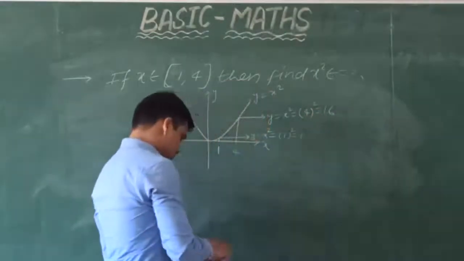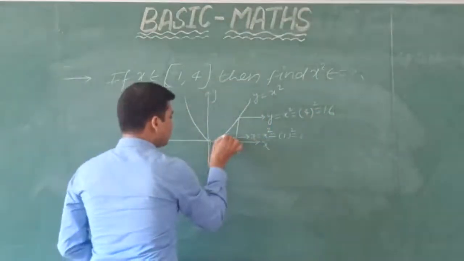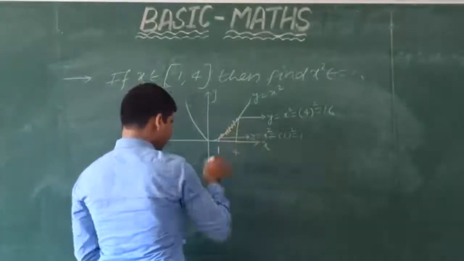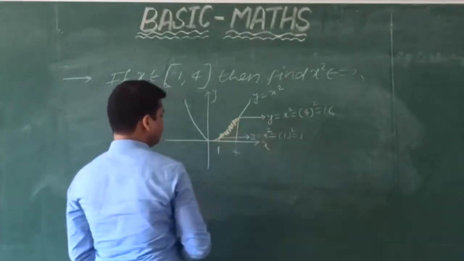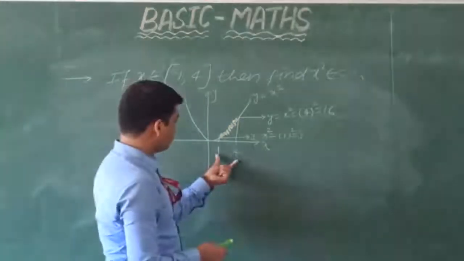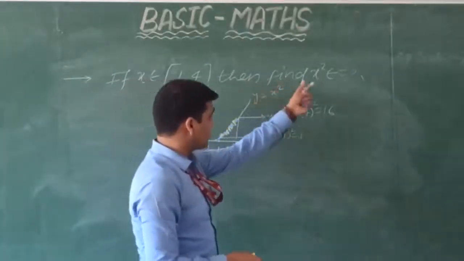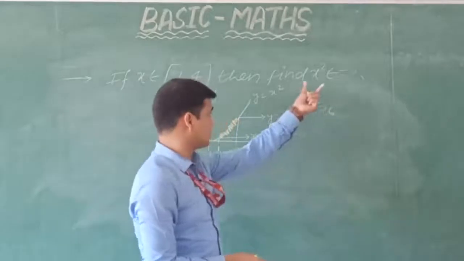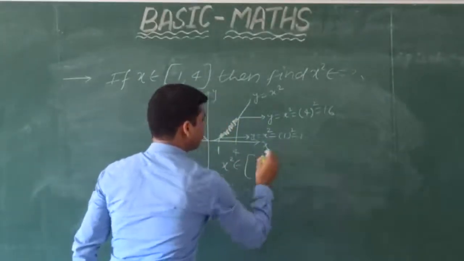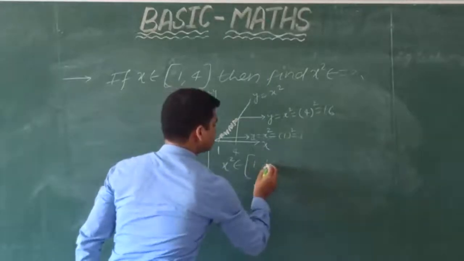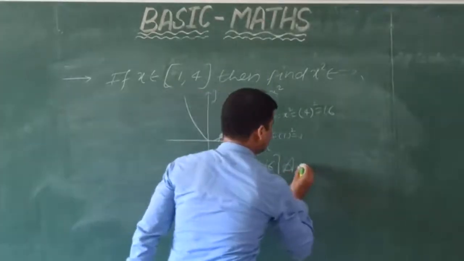So this is our area. See this, from here to here, this is our area. This is our part of the graph. Okay, so x belongs to 1 to 4, so we can find in this way x square belongs to, what is the value of x square? See this here, the answer is x square belongs to 1 to 16. Okay, this is our answer.